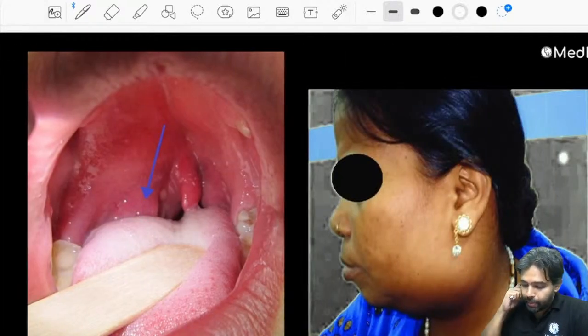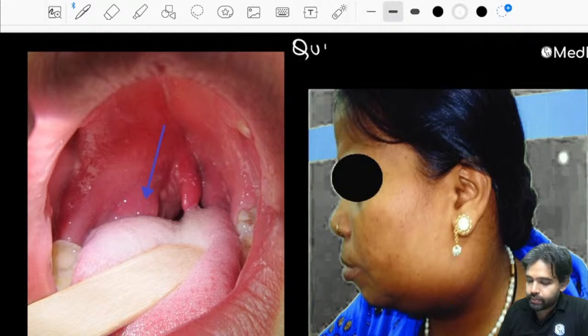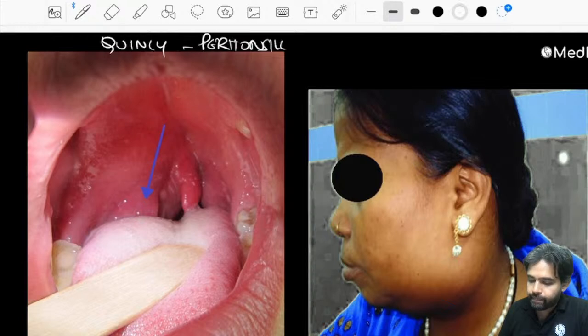Now somebody was telling about quinsy, so this is an important thing. Quinsy, which of these is quinsy? Peritonsillar abscess, whereas this one is parapharyngeal.